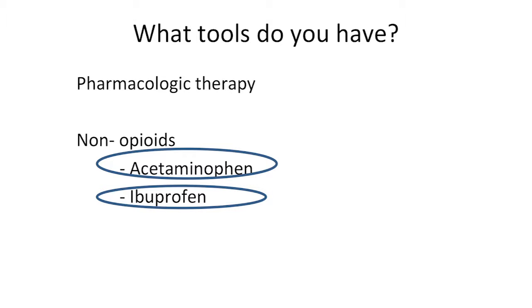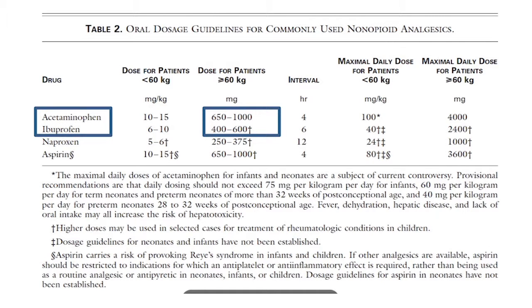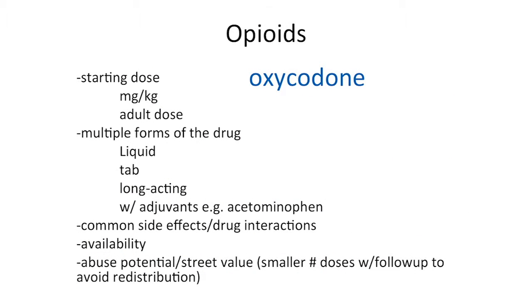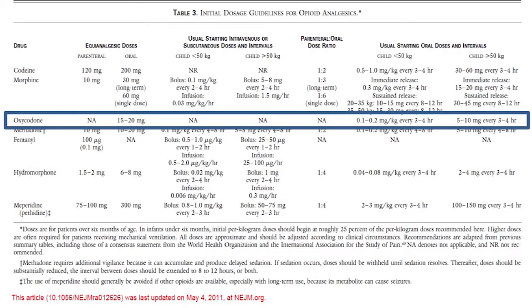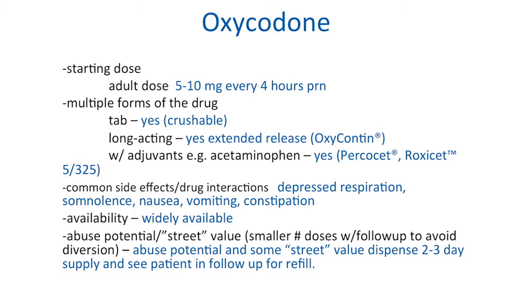Non-opioids such as acetaminophen and ibuprofen should be utilized in adult doses, and an opioid such as oxycodone would be a very reasonable choice in this scenario. The oxycodone starting dose is 5 to 10 milligrams every 4 hours as needed for pain. It comes as a tablet and an extended release form, which in this case would not be required. It's available with adjuvants such as acetaminophen, and the common side effects of all opioid medications would be expected: depressed respiratory drive, somnolence, nausea, vomiting, and constipation.